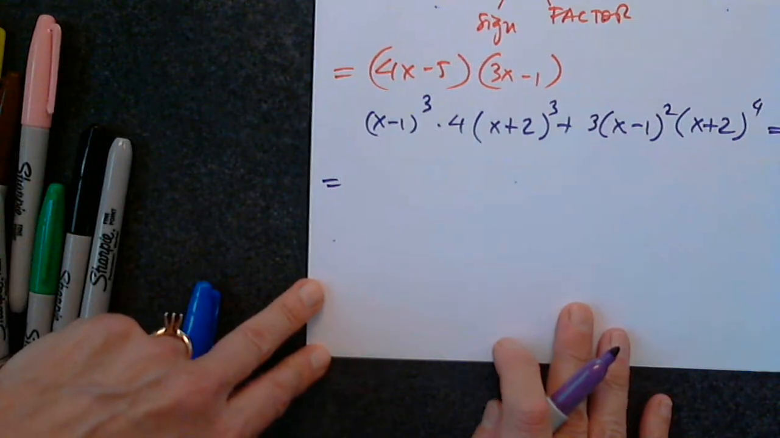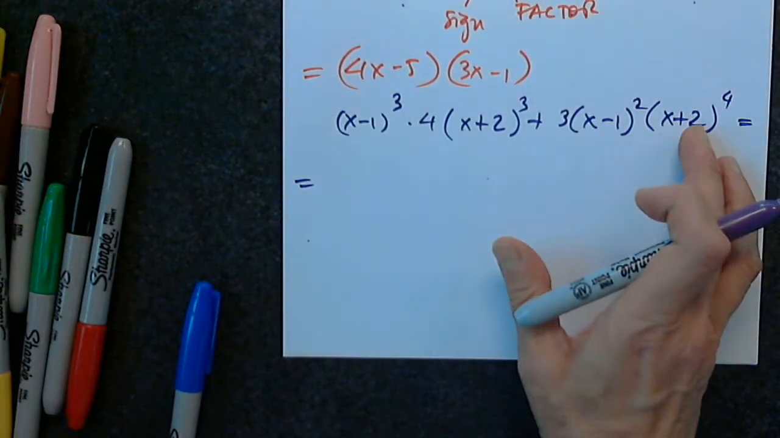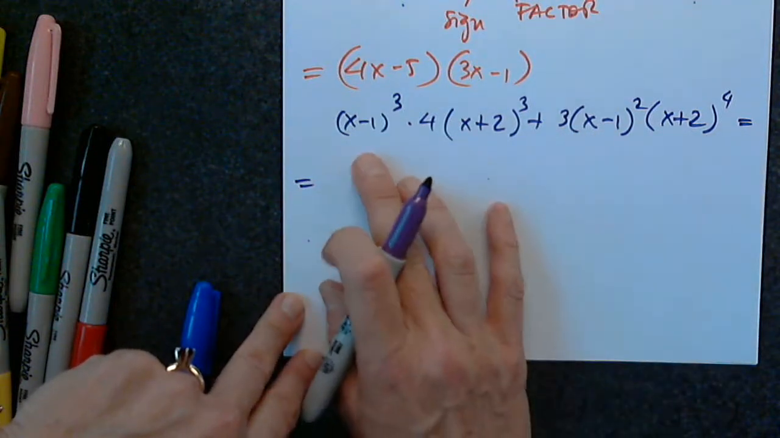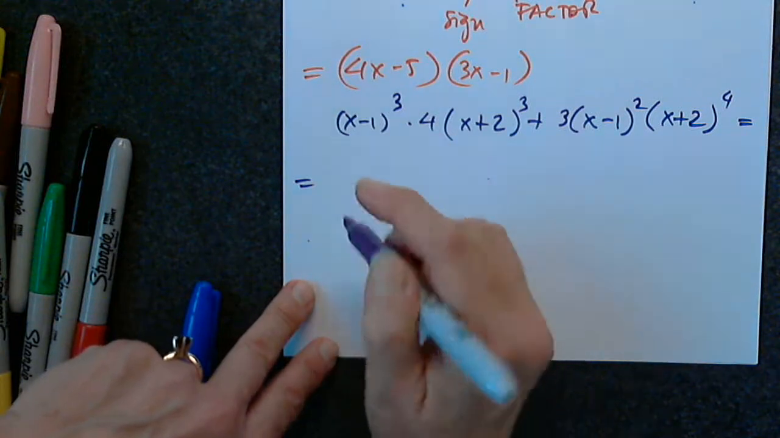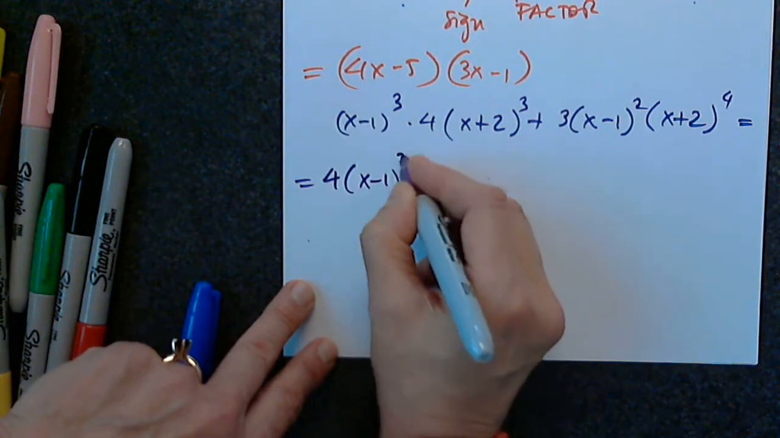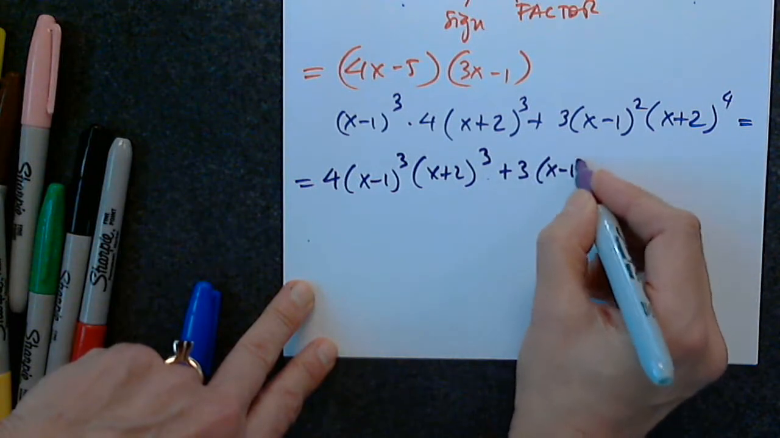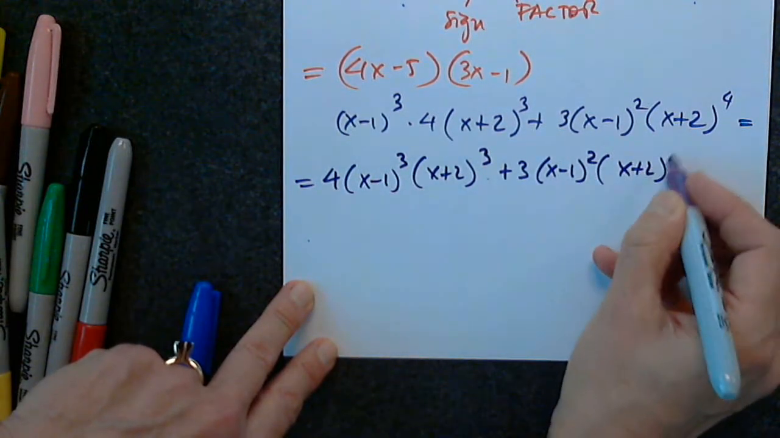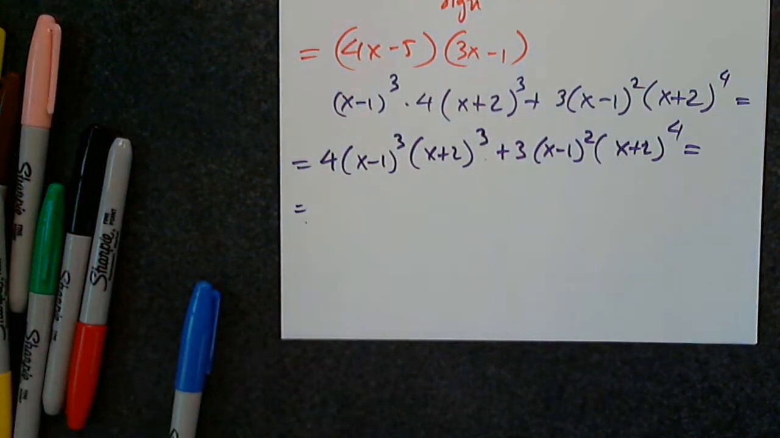So I'm looking at how many terms again? 2. The second one is acceptable. The first one, I don't like that 4 in the middle because I may mess something up. So I'm going to put 4, x minus 1 to the third, x plus 2 to the third, plus 3, x minus 1 squared, x plus 2 to the fourth. Good. 2 terms, do they have anything in common?